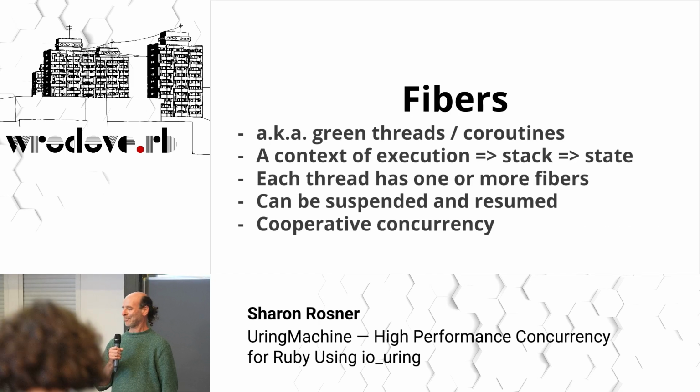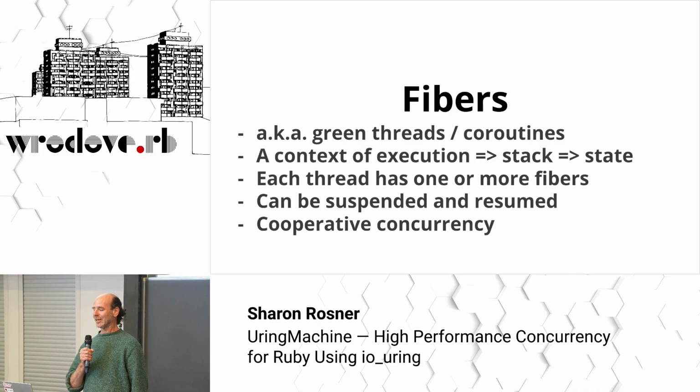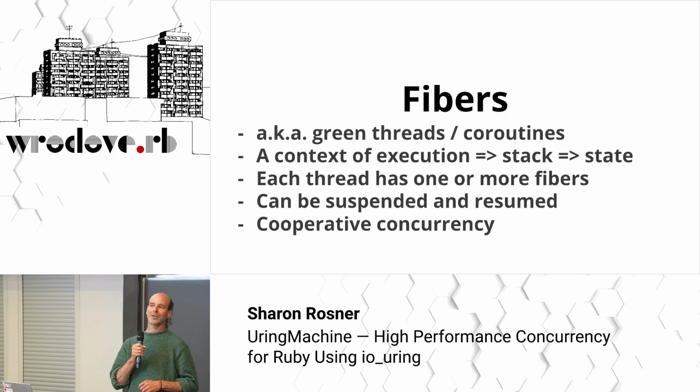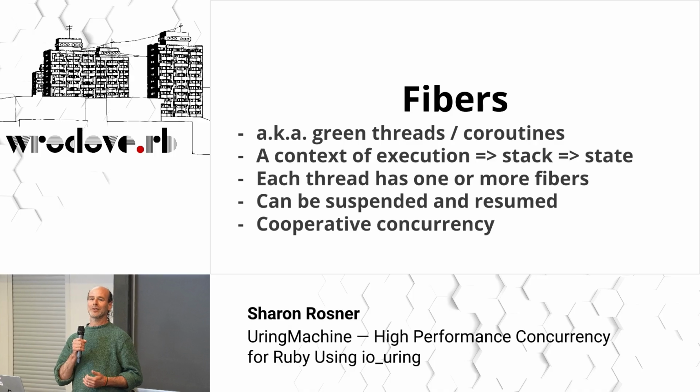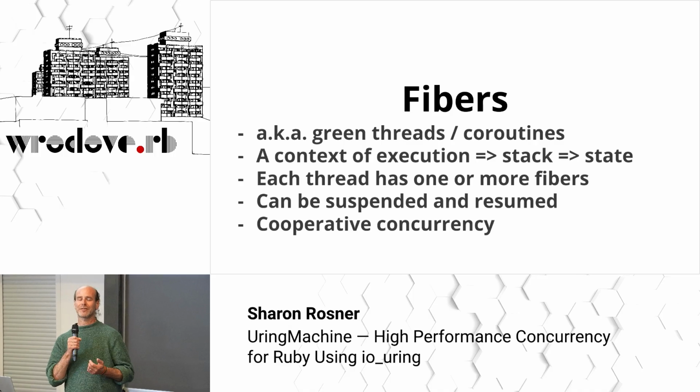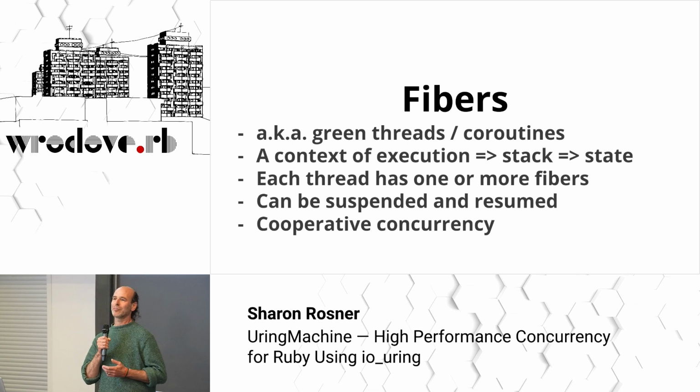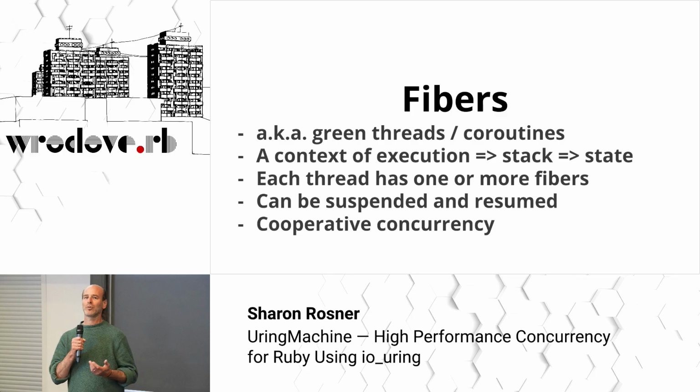What is a fiber? A fiber is simply a context of execution that can be suspended and resumed. And in Ruby, for each thread, we start with a single context of execution, which we can refer to as the main or the default fiber. And we can create additional fibers, or contexts of execution, that we can switch between, so that one fiber will be suspended and the other will be resumed.